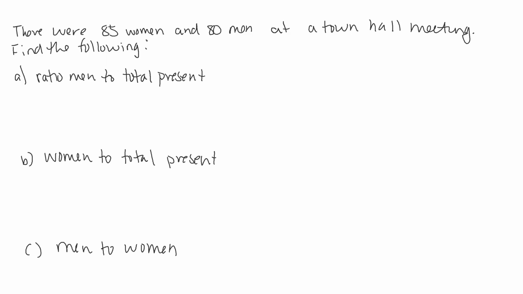So first thing I want to do is figure out how many people were present. So I'm going to do that right here. We had 85 women plus 80 men. So we were going to have 165 people total at this meeting, okay? So if we want to find the ratio of men to total present, well, there were 80 men. There were 165 present. So we divide each of these at least by 5, because I know if a number ends in 0 or 5, it's divisible by 5. All right. So 80 divided by 5 is 16.